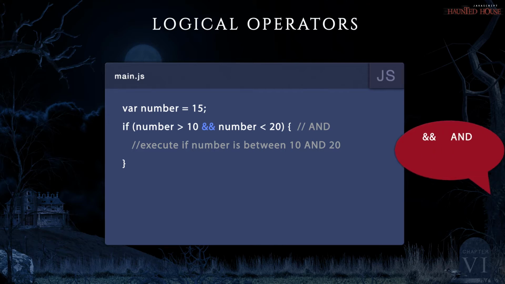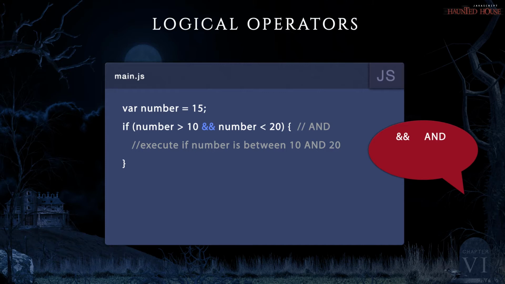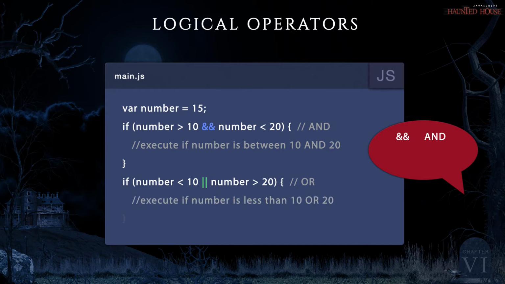The double ampersand can be considered the logical operator for AND, meaning that the first and second condition must be true. Another possibility is to create 2 conditions and say that if any of them is true, the code can be executed. We should then use 2 vertical lines or pipes, whatever you want to call it, which are the logical operator for OR. This way, whether the number is less than 10 or greater than 20, the code will run. In other words, if either of these conditions is true, execute the code.